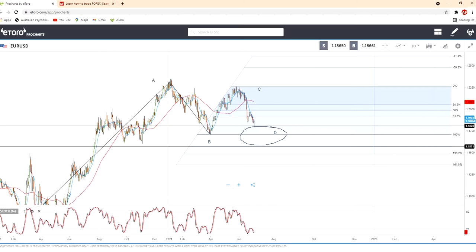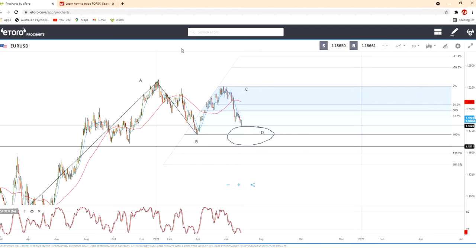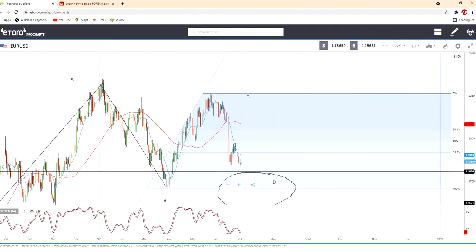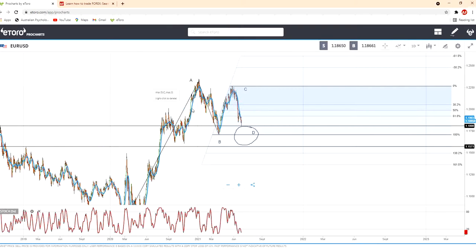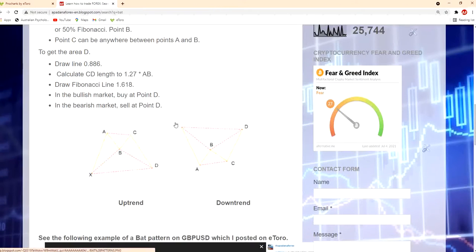Anyway, that's up to you, and what indicator as a trigger you want to use. Stochastic could be a good one if you combine it with this pattern. Yeah, that's all about this pattern. On the downtrend as well, same scenario. You just find point A, B, C the other way, and the area for D, and then after D, in the bearish markets you should sell at this area. So you know what it looks like.